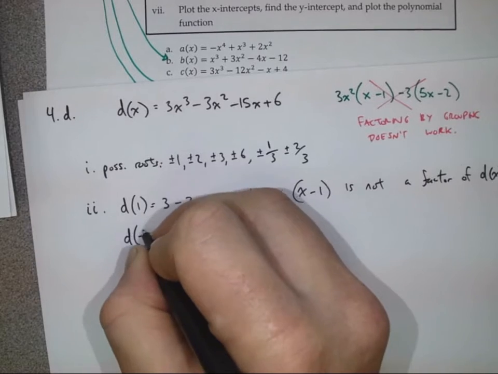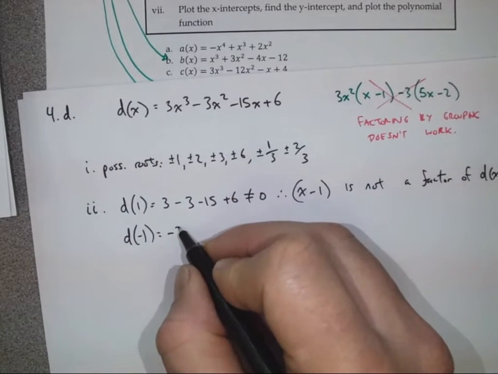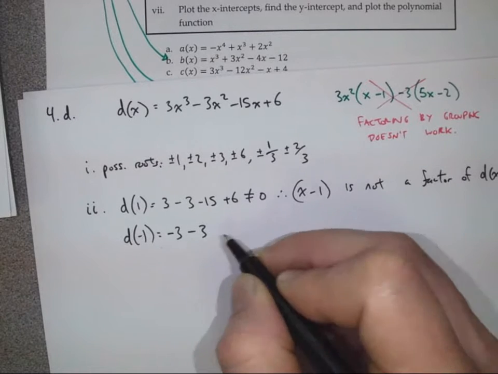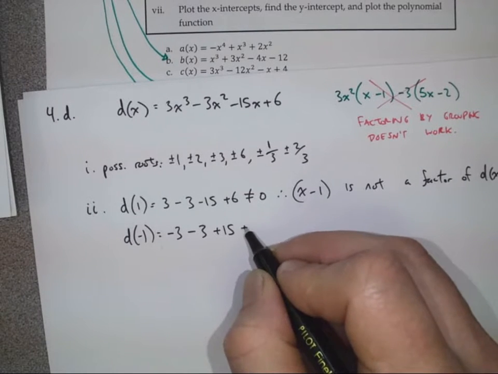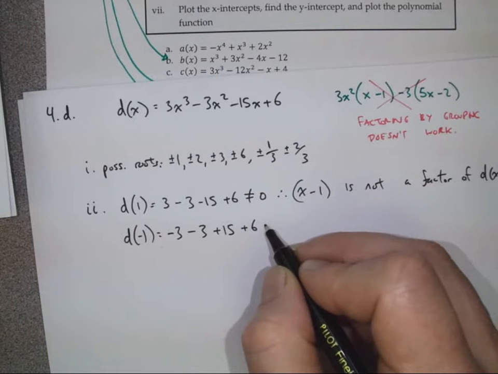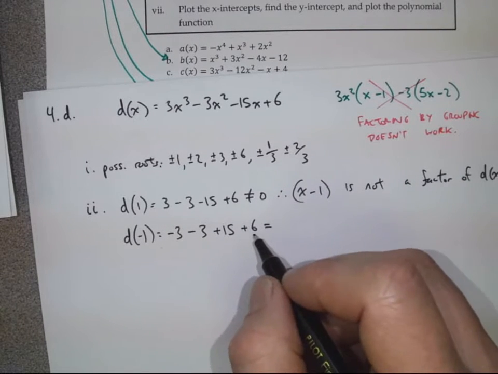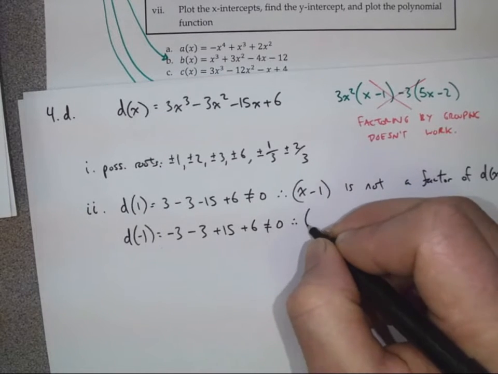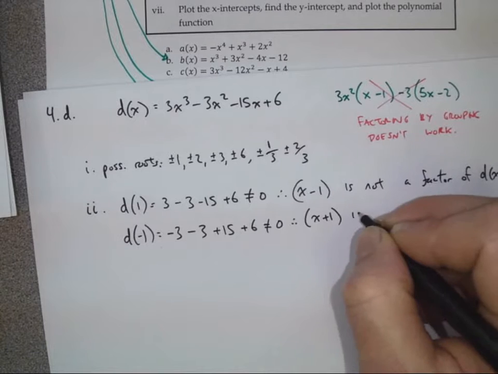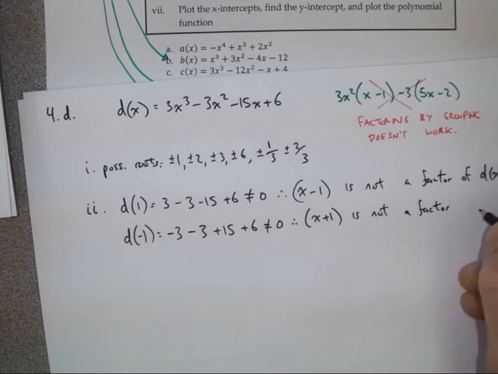Okay. So I'll try d of negative 1, see if that works. And so that'll give me a negative 3. And take away 3. I get plus 15. And then I get plus 6. And I really don't think that's going to work either, because those negative 3's cancel out with the 6 and leaves me with still positive 15. So it's still not equal to 0. So therefore, x plus 1 is not a factor of d of x.